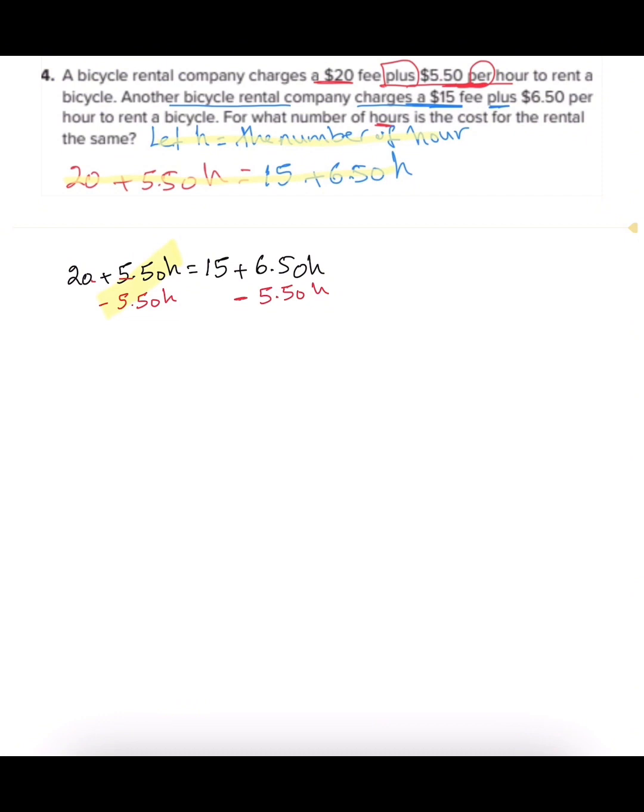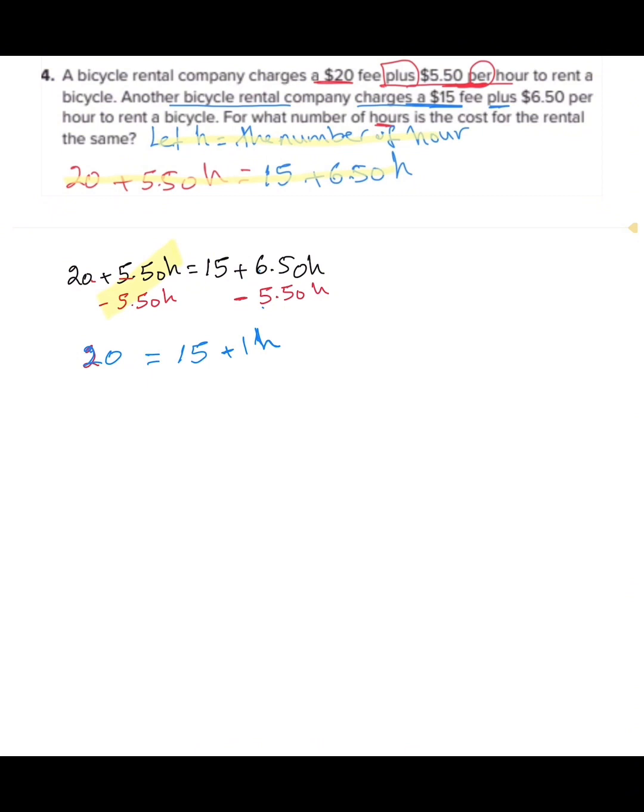So in the first side, we have only 20 equal. The second side: 6 minus 5 is 1, and 15, so 1h. Don't forget the h.